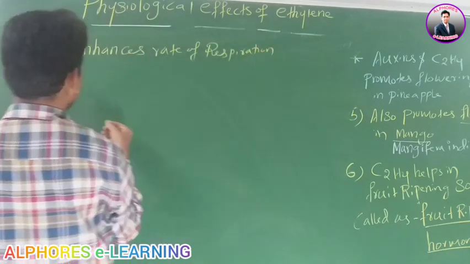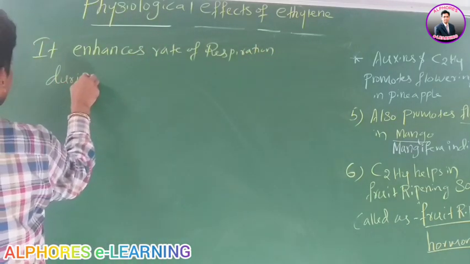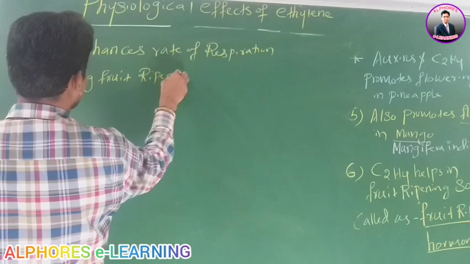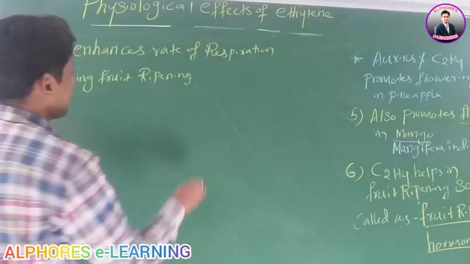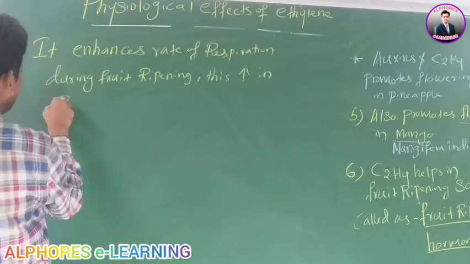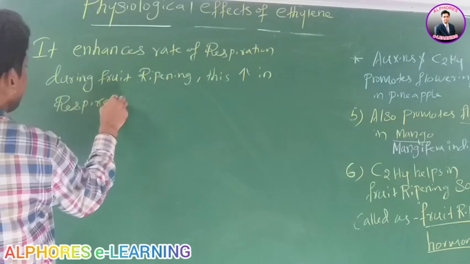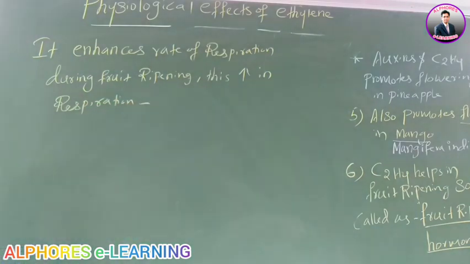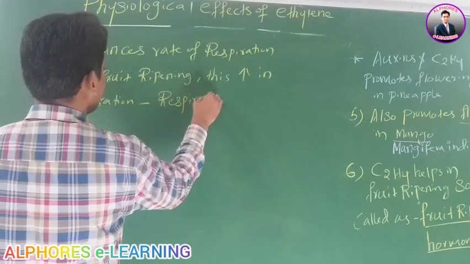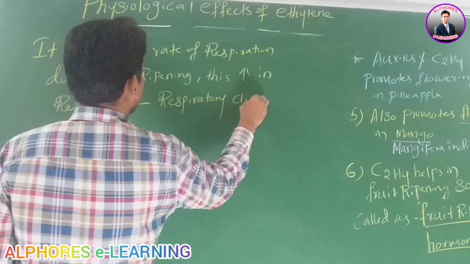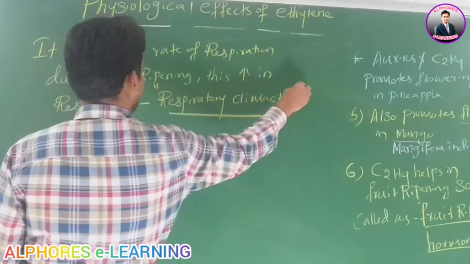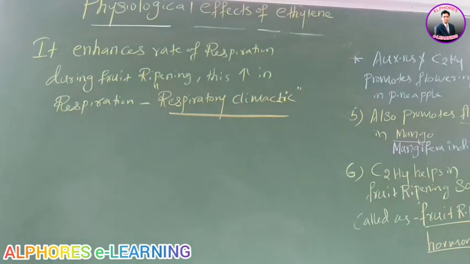Rate of respiration during fruit ripening. This increase in respiration during fruit ripening is called what? Respiratory climacteric. What is it called? Respiratory climacteric. Is it okay?